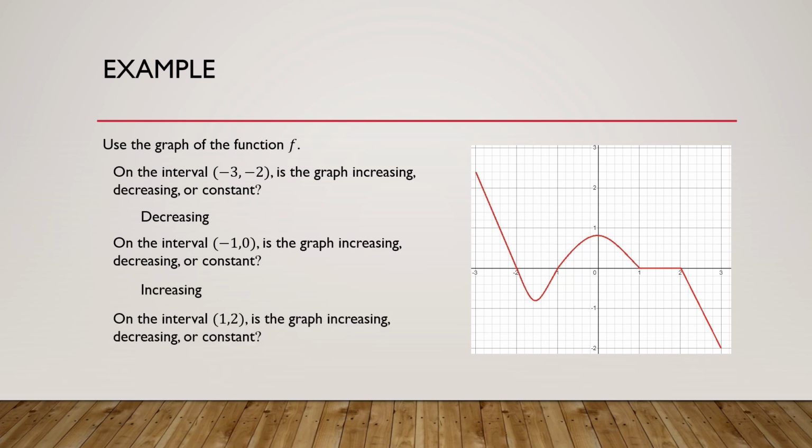On the interval 1, 2, is the graph increasing, decreasing, or constant? Between 1 and 2, the graph depicts a horizontal line. Therefore, on this interval, it is constant.